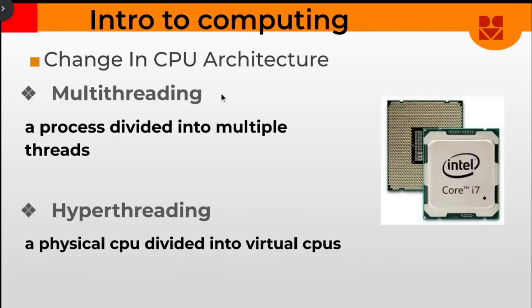Another thing that was done in order to increase the computational speed of serial computing, or serial processing, was multithreading. Now, multithreading is basically where a process is divided into multiple threads. So as we said, you have, let's say, Google Chrome, right? Now this Google Chrome, once you double click on the Chrome browser, it becomes the process, right? A process that has been initialized.